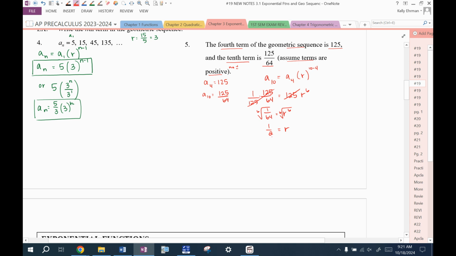So I have r now. So if I want to write the nth term, I could start at either the 4th or the 10th. I would start at the 4th term because it's not as ugly of a number. This is the 4th term times r to the n minus 4. Or you could say a sub n is equal to 125 over 64 times 1/2 to the n minus 10, because this was the 10th term. So I would go with this one.